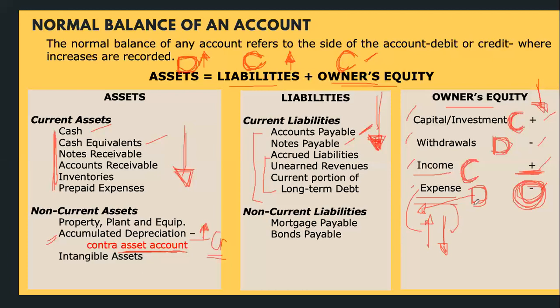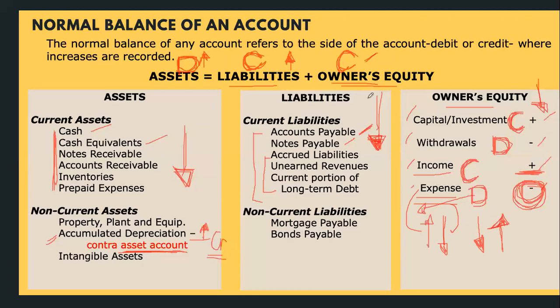So what if we credit an expense account? If we credit an expense account, it will decrease the balance of your expense because again, the normal balance of expense is debit. When we credit it and your expense account decreases, what will happen to your owner's equity account? It will increase your owner's equity account because again, owner's equity in general has a credit balance. That is the effect on your owner's equity.